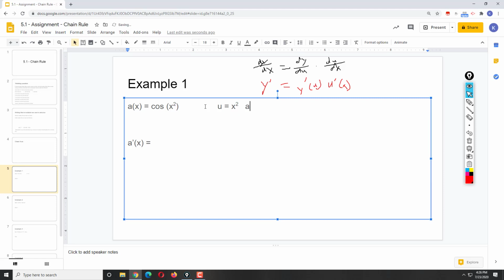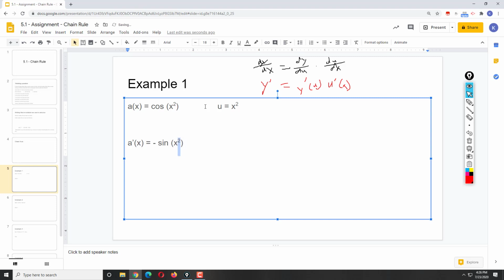So that means that a of x is just a of u. So u is x squared. Therefore, the derivative of a prime x is just, well, what's the derivative of cosine x? The derivative of cosine x is negative sine x. So the derivative of cosine x squared would be negative of sine of x squared.